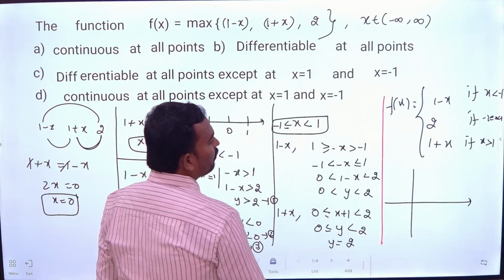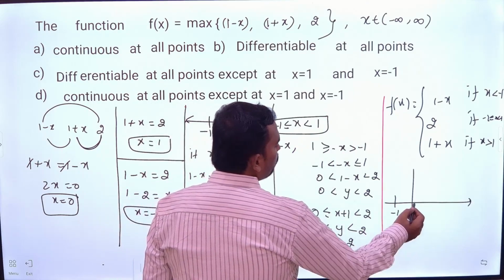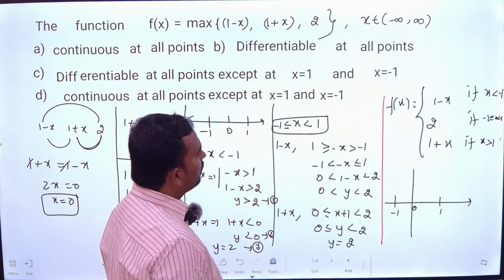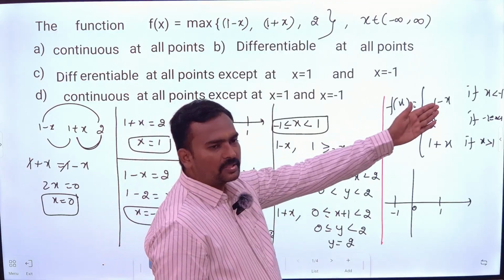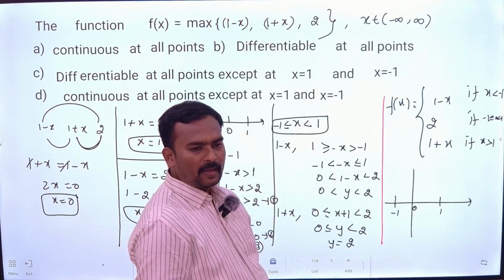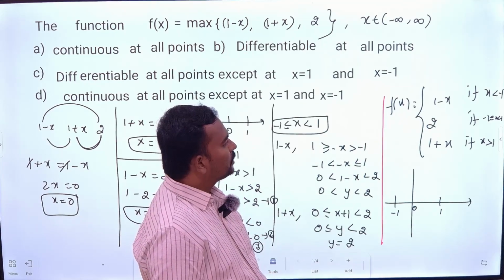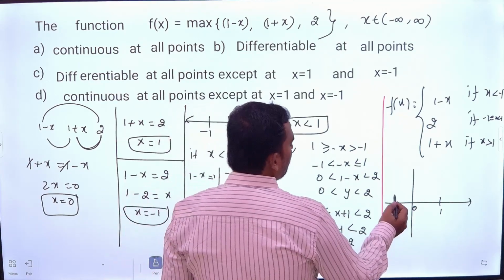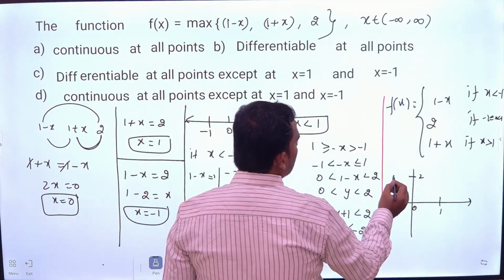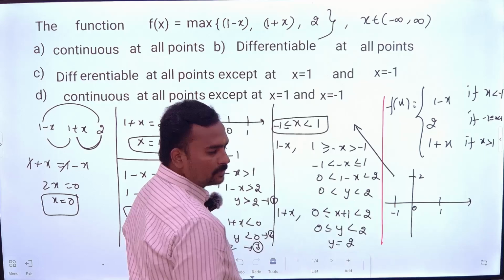When x is less than minus 1, you can break the interval at minus 1, 0 and 1. So minus x plus 1 is there. You know the minus x graph, which is passing through the origin. It has a negative slope, right? You just shift 1 unit up. If you put minus 1 here, it will be 2. So it will be 2 here. The graph will be like this.